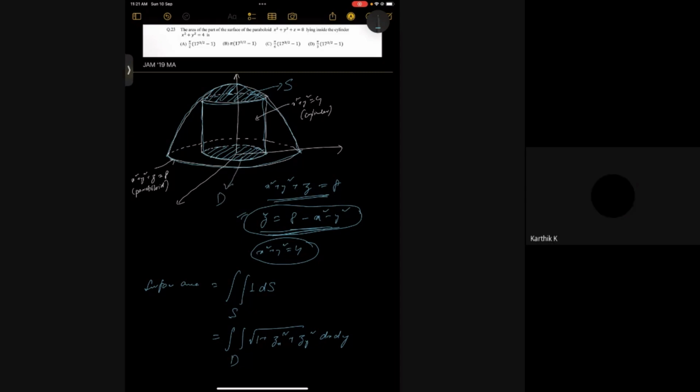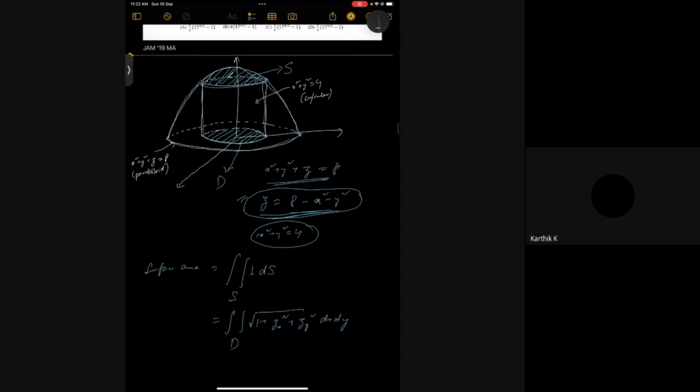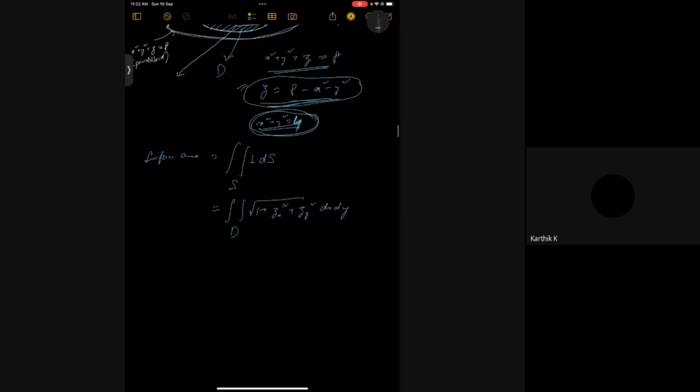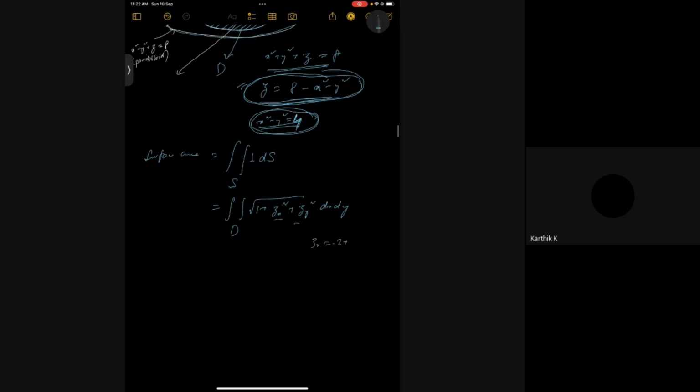Again, it's a disk. Now the disk has radius 4 because our cylinder was given by this expression x squared plus y squared equal to 4. Sorry, it has radius 2, because our cylinder was given by x squared plus y squared equal to 4. z is nothing but this. So z_x will be minus 2x, z_y will be minus 2y. So this is nothing but 1 plus 4 times x squared plus y squared. I'll just factor the 4 out. dx dy over D.